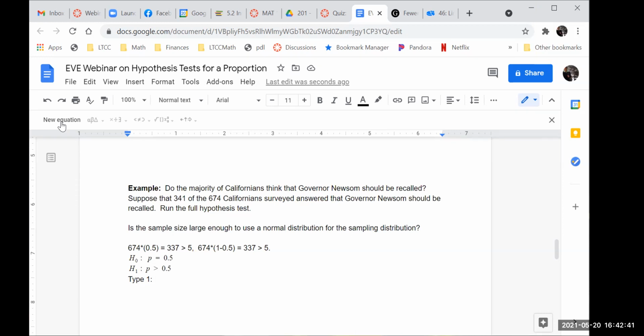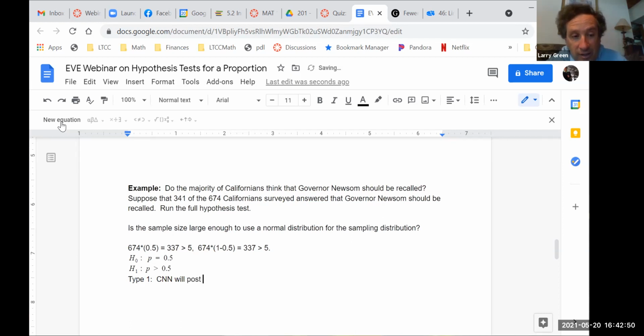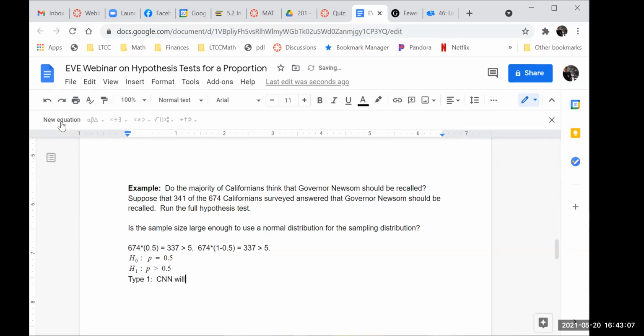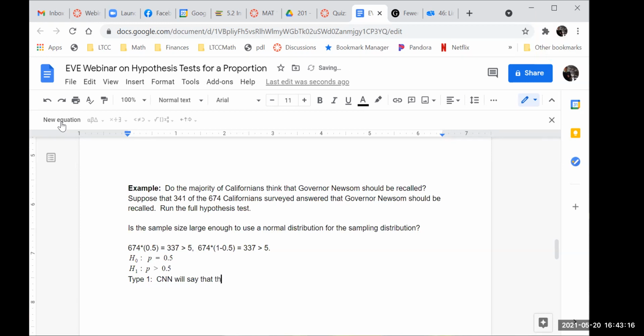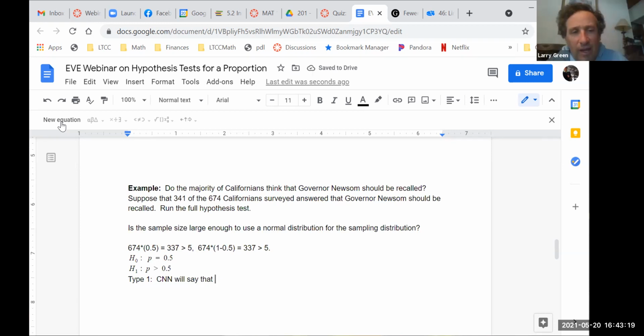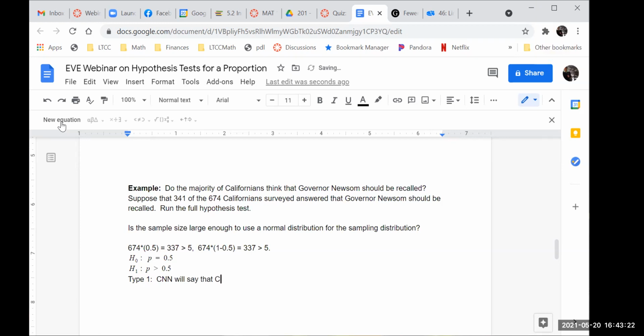Then CNN will say that the majority... Well, let's just post an article. They usually post. Actually, for me, it's always post an article, because for you guys, you probably watch it on TV. I always just read. So we'll say that Californians think that Governor Newsom should be recalled.